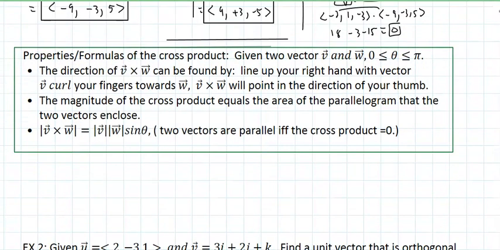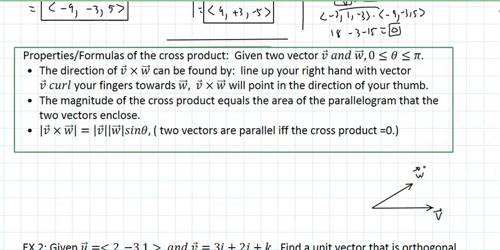Properties and formulas of the cross product. Given two vectors V and W, and theta is an angle between 0 and 180 degrees, or pi radians. A couple of things to know. Okay, let me do it backwards. If I take vector V right there and vector W right there.